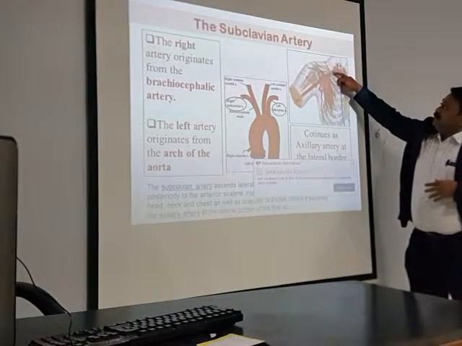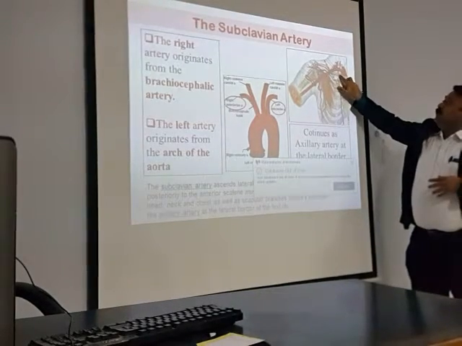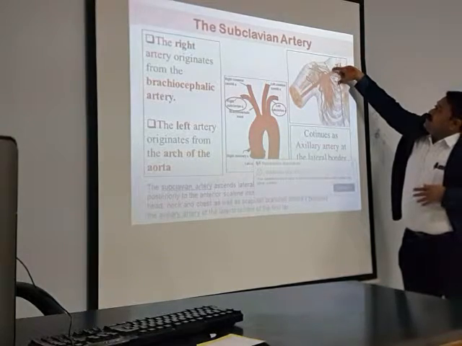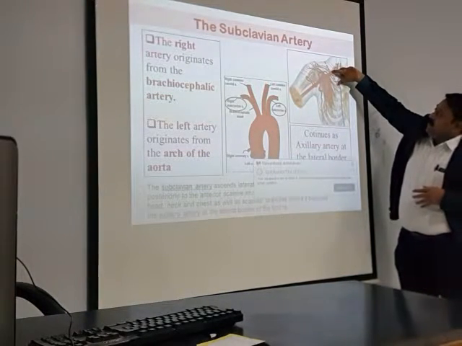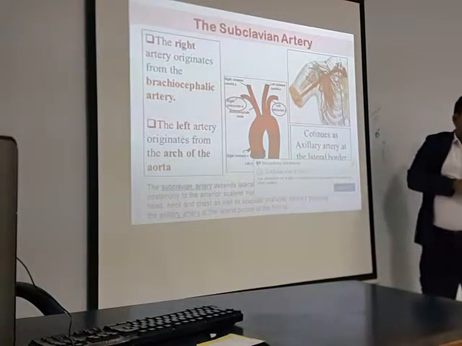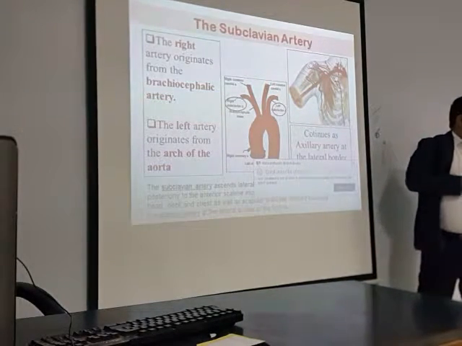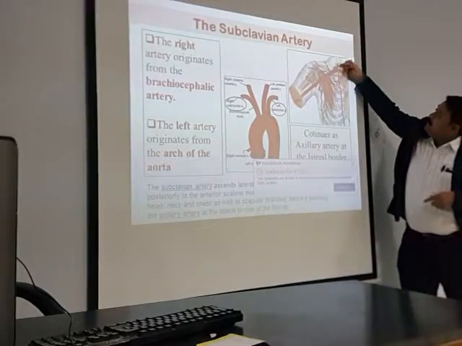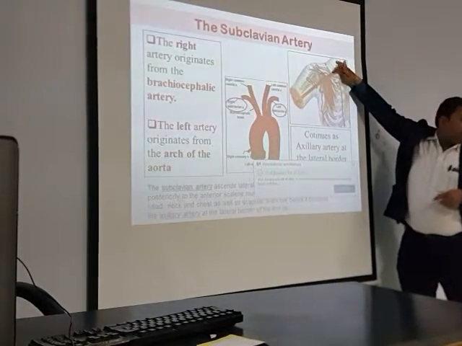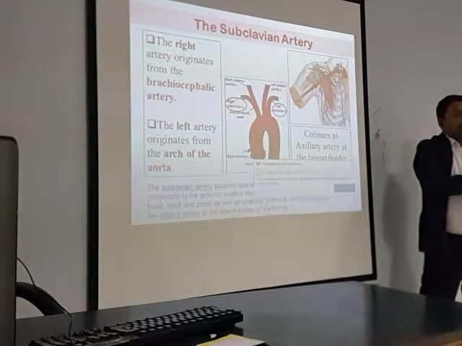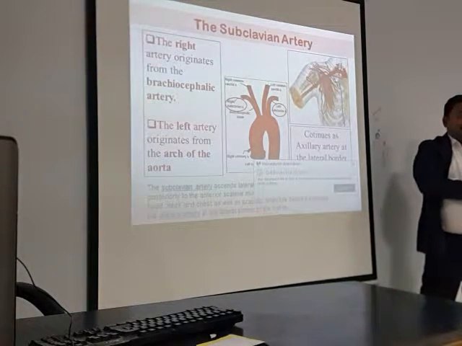So this is the first rib. It reaches the outer border of the first rib, and from this point it becomes the axillary artery. Rib or clavicle? The first rib. The clavicle is here, and the rib is here. The outer border of the rib it reaches, and it continues as the axillary artery.